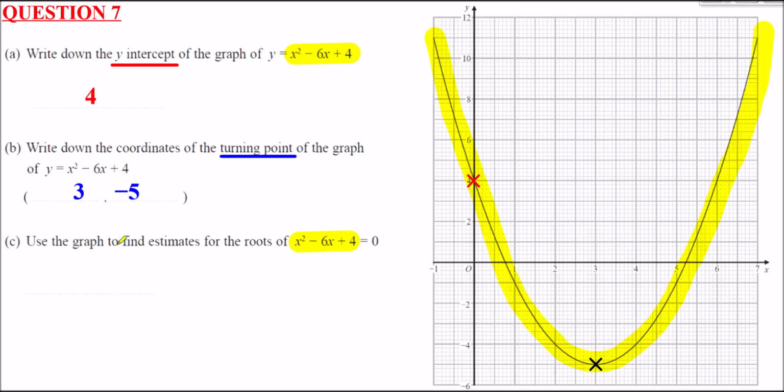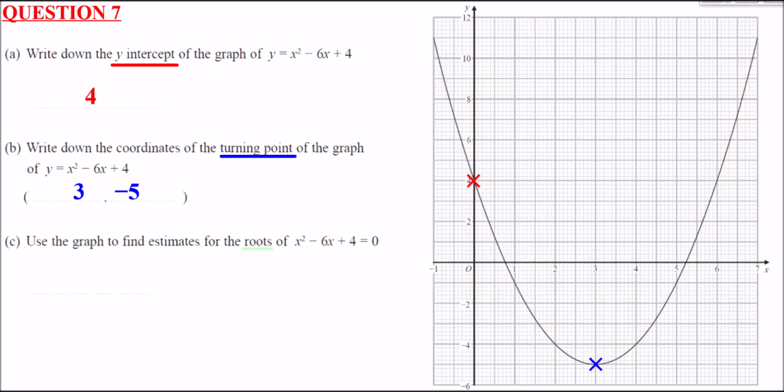Now in this scenario, when it mentions roots, it means solving this equation when it's equal to 0. So x squared minus 6x plus 4 varies, where it's very high here and quite low there. We want to find when it's got a height of 0, so when it crosses the x-axis. We're wanting the values of x which are here and also there.